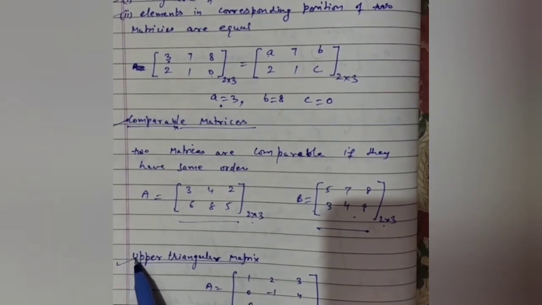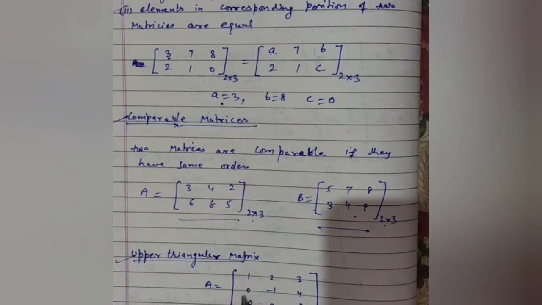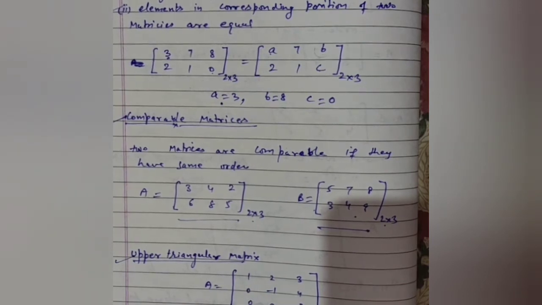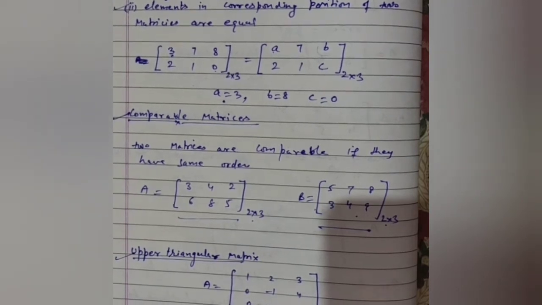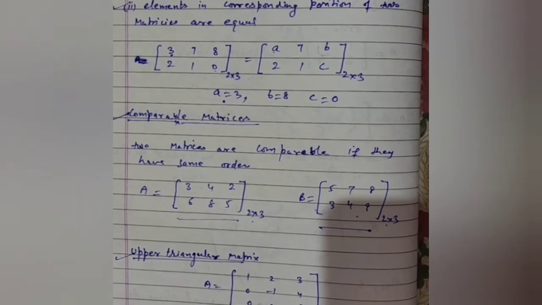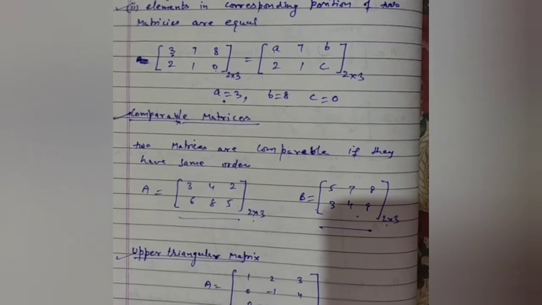Upper triangular matrix: if all non-diagonal elements below the principal diagonal are 0, then the matrix is an upper triangular matrix. Lower triangular matrix: if all non-diagonal elements above the principal diagonal are 0, the matrix is a lower triangular matrix.